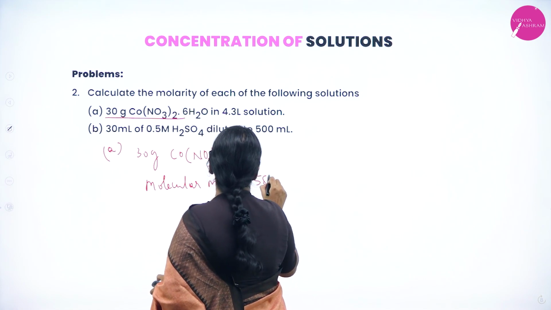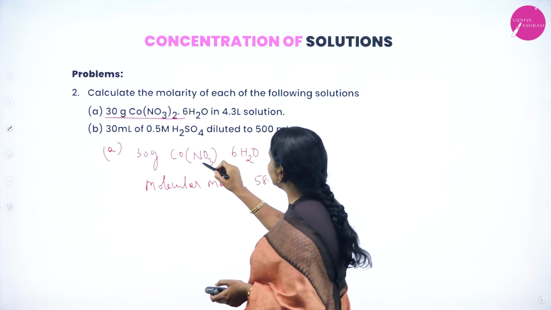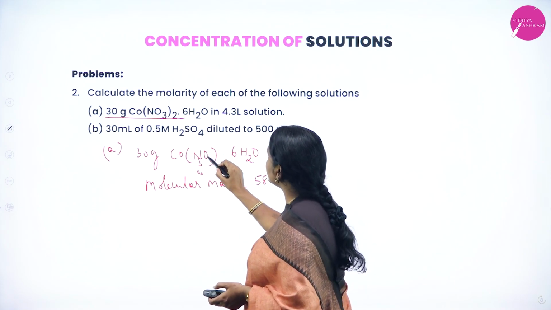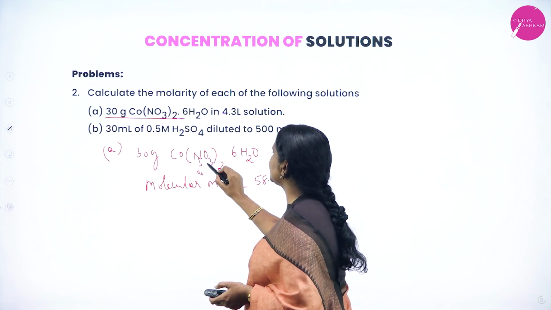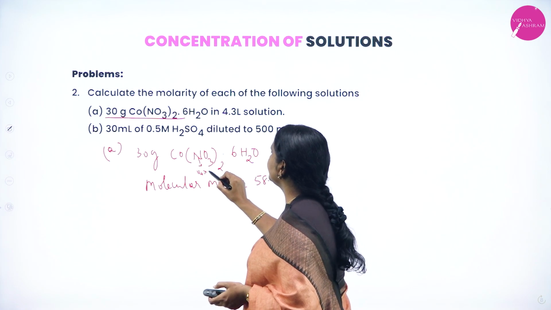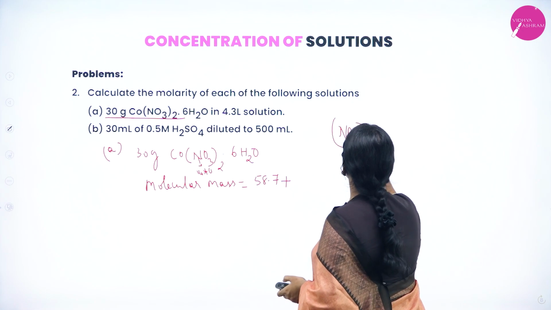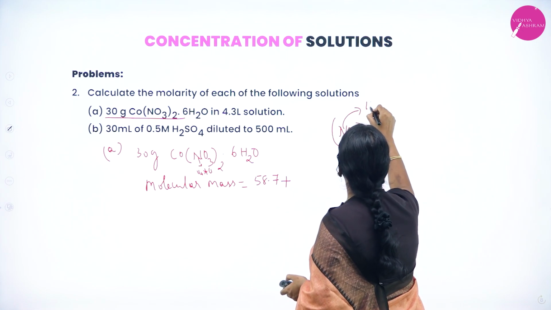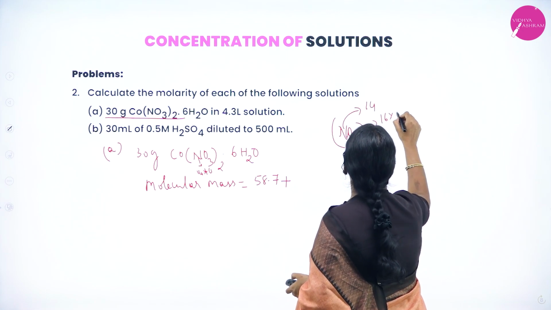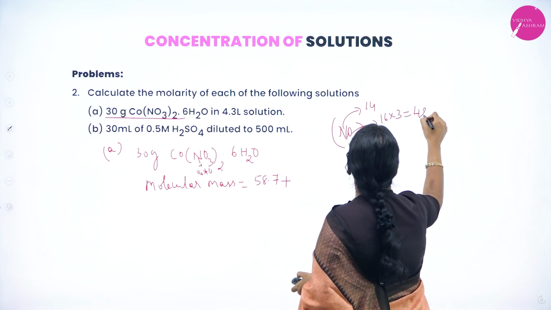Cobalt is 58.7 atomic mass. Nitrogen is 14. Oxygen is 16. 16 threes are 48. So NO3 twice means nitrogen is 14, oxygen is 16, 16 threes are 48.